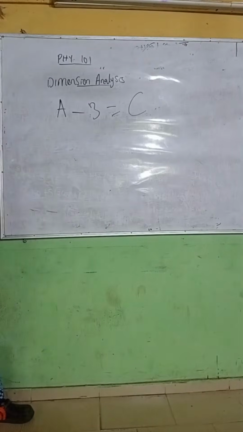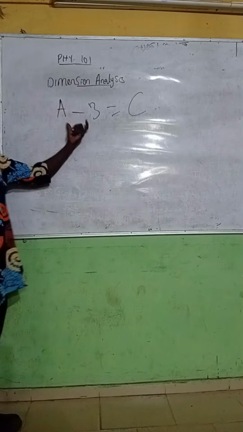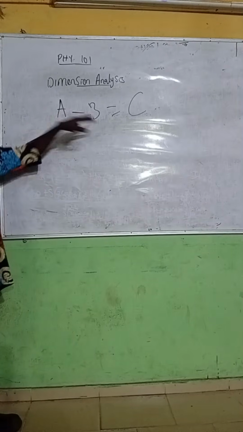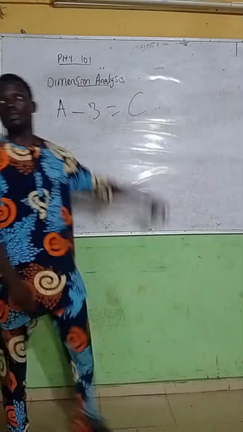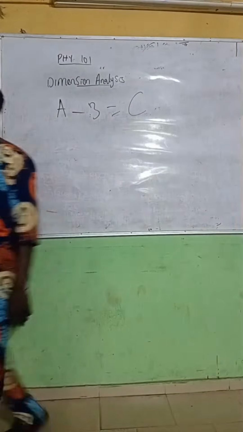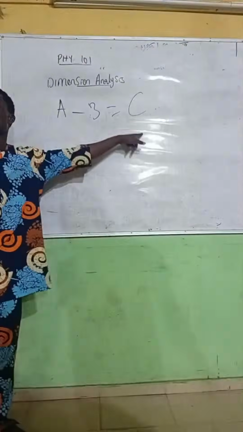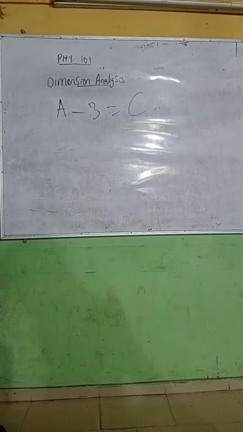Are we together? I can't subtract velocity from time. I can only subtract velocity from velocity. Which means for subtraction to be valid in physics, what you are subtracting from each other must have the same dimension, and what they are equal to must also have the same dimension. If I subtract velocity from velocity, will I get acceleration? My answer will still be velocity. So whatever they are equal to must also have the same dimension as them. I hope that's clear.